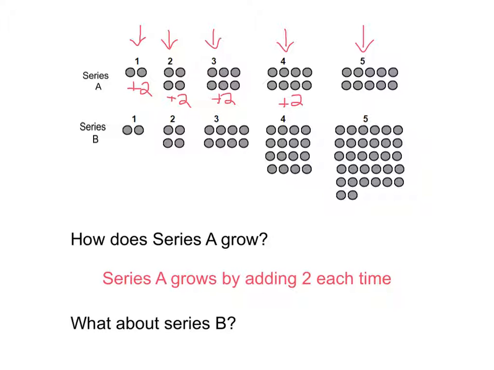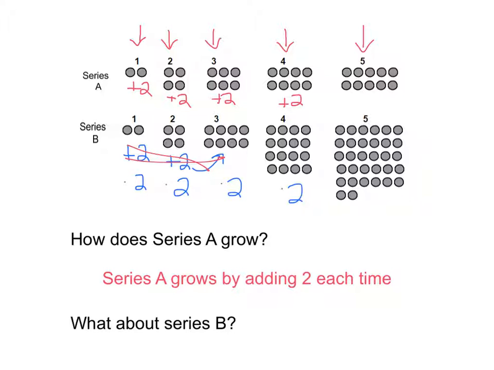Series B grows in a slightly different pattern. It starts off with that same +2, but we can quickly see as we move from 2 to 3 that adding 2 stops working. So we can go ahead and cross it out. It doesn't work. The other way to move in Series B is to multiply by 2. If we look at multiplication, we can see that each time we're multiplying by 2 or doubling.